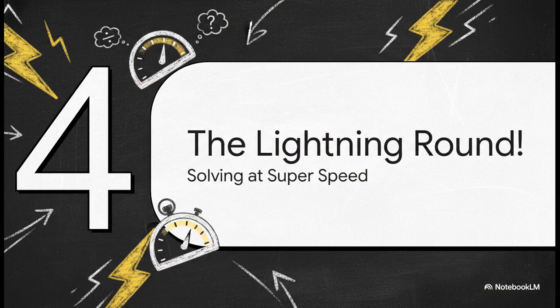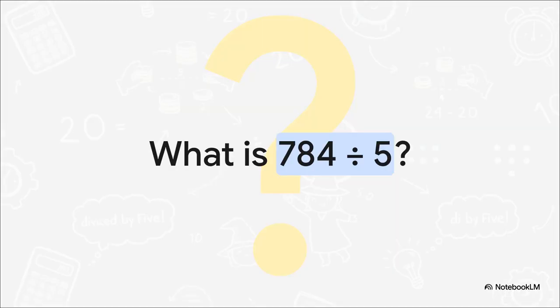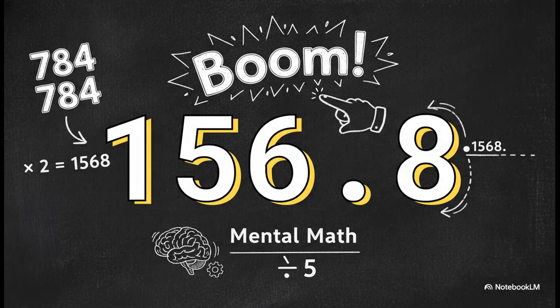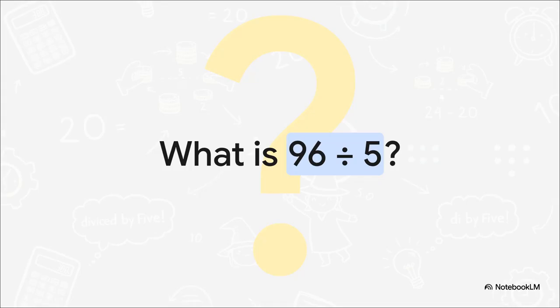All right, you've seen the logic, you've walked through an example. Now it's time to put the pedal to the metal and see how fast this thing really is. Let's do a lightning round. I'm going to throw out some problems and we're going to solve them instantly. You ready? First up, 784 divided by 5. Don't even think about reaching for a calculator. Just think, what are those 2 steps? Boom! It's 156.8. All we did was double 784 in our head to get 156.8, and then we just slid that decimal over 1 spot. Done! It's that fast.